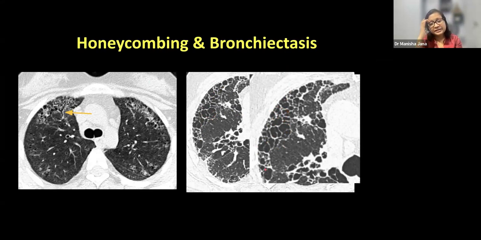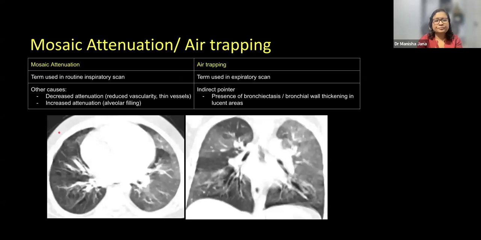Typically, this is seen in cases of fibrotic interstitial lung disease. And bronchiectasis, when seen in an area of fibrosis with volume loss, is known as traction bronchiectasis.